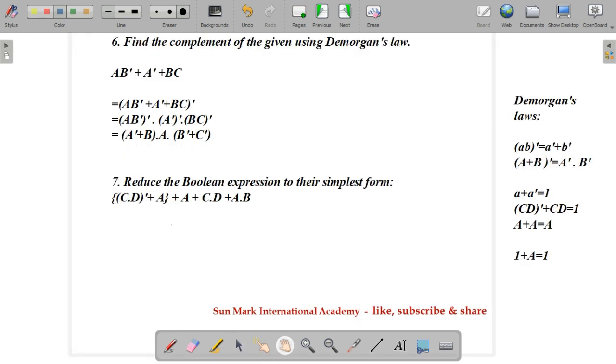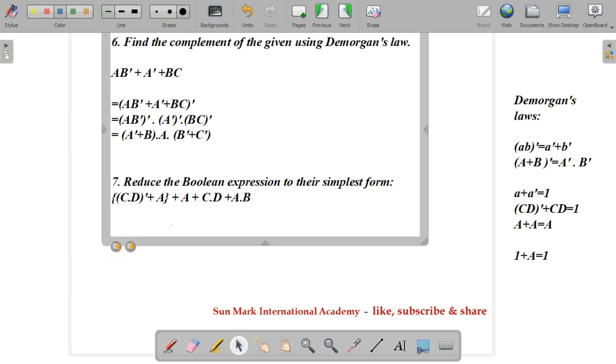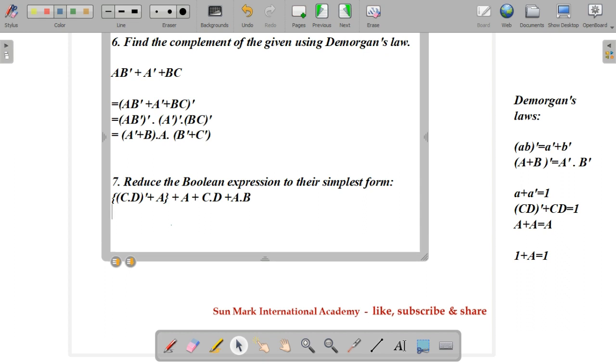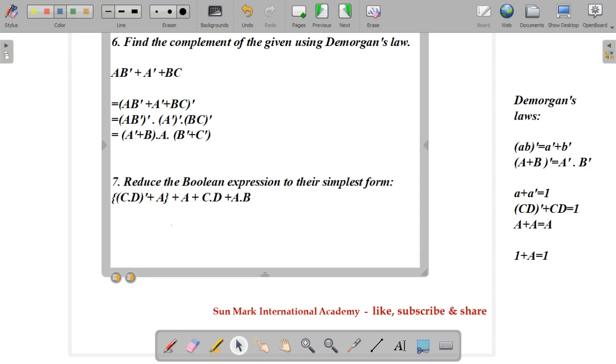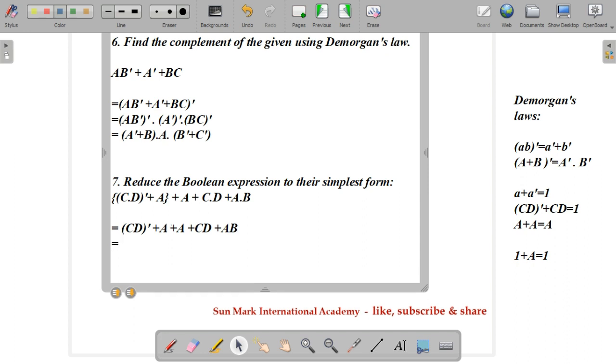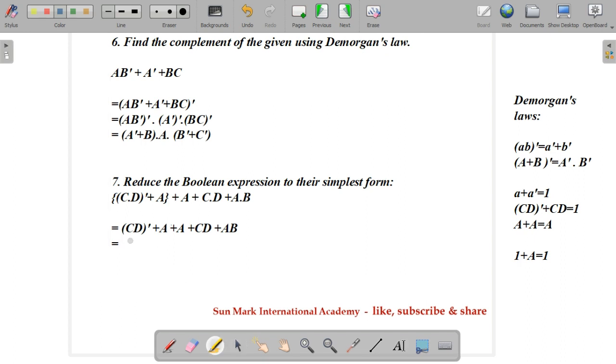Seventh question. Reduce the Boolean expression to its simplest form. The given is (CD) the whole dash plus A plus CD plus AB. So we are writing here the same: (CD) the whole dash plus A plus CD plus AB. Next, substitute the Boolean laws. Here (CD) the whole dash plus CD, these two terms, is it?